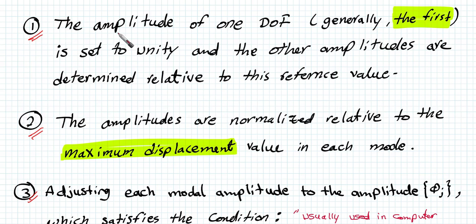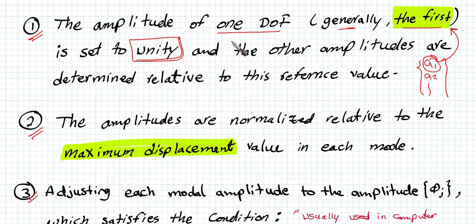The first method is the amplitude of one degree of freedom. Generally, it is the first. As I said, if we have A1, A2, and so on, this is the first amplitude. So this amplitude of the first degree of freedom, we are going to set to unity. It is going to be equal to 1, and then we normalize the remaining. The other amplitudes are determined relative to this reference value, so each is a ratio from it.